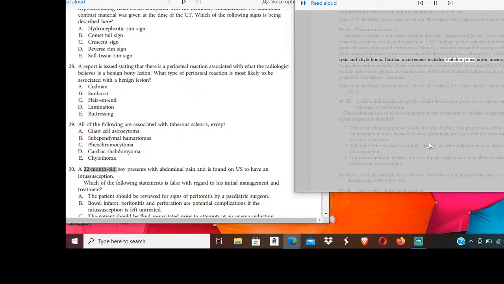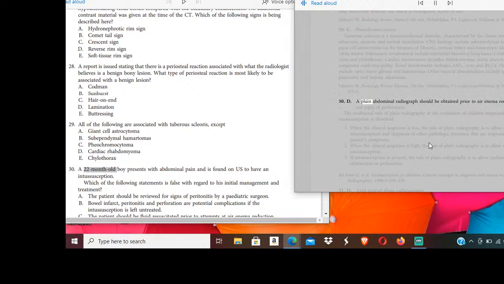Cardiac involvement includes rhabdomyoma, aortic aneurysm, and congenital cardiomyopathy. Renal involvement includes AML, cysts, and RCCs. Ocular lesions include optic nerve glioma and hamartoma. Other visceral abnormalities include splenic tumor, pancreatic, and hepatic adenomas. Dähnert W. Radiology Review Manual. 7th ed. Philadelphia, PA: Lippincott Williams & Wilkins; 2011:333-5.